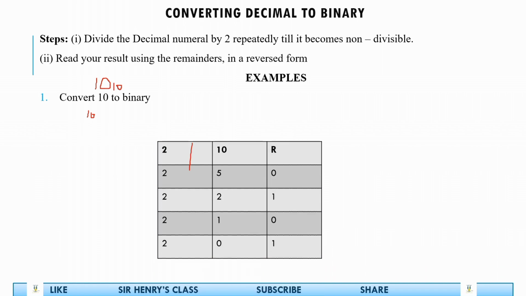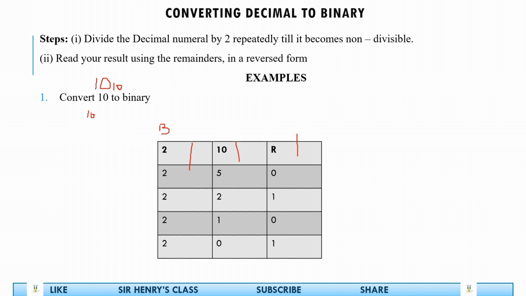Draw a table with 3 columns. The first column will take the base 2. The second column will take the number you are changing, 10. The last column will take your remainder. Divide 10 by 2. 10 by 2 gives you 5. Is there a remainder? No, so that is 0. Divide 5 by 2. 5 by 2 gives you 2, remainder 1. 2 divided by 2 gives us 1, remainder 0.